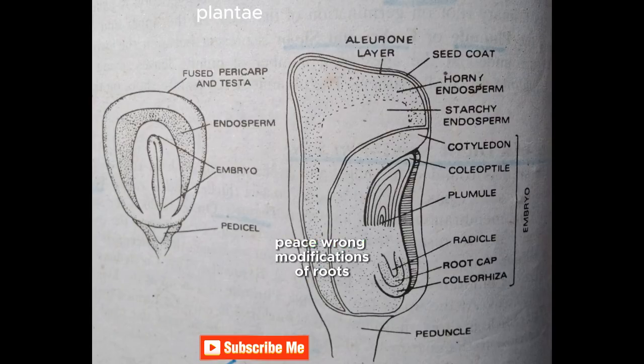Modifications of roots. Storage roots: carrot and beetroot store food. Climbing roots: money plant, which helps it climb a support. Respiratory roots: mangroves, which help with breathing in swampy soil. Prop roots: banyan tree, which give extra support. Epiphytic roots: in orchids, absorb moisture from the air.